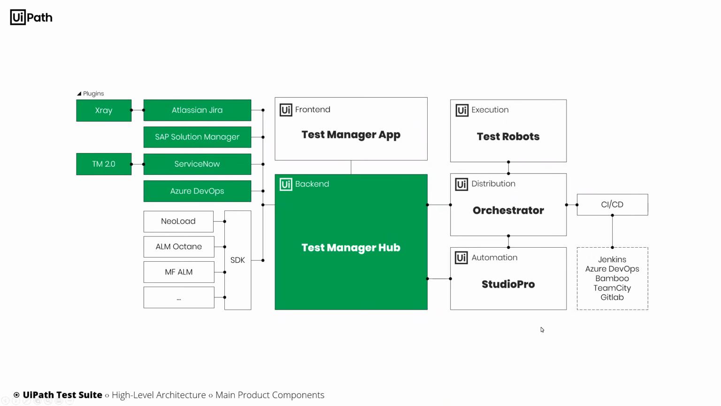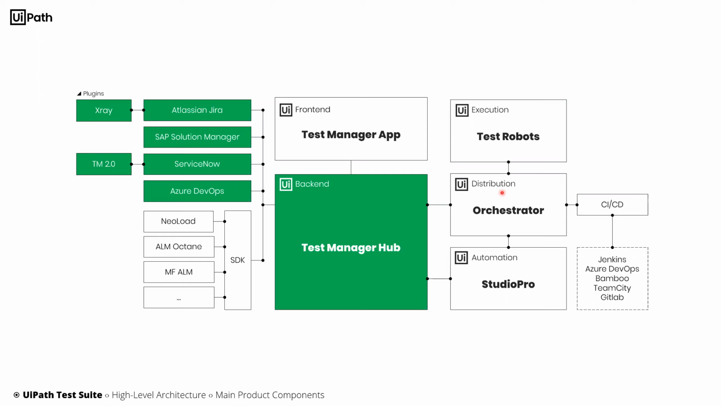So on the right-hand side, let me guide you through the tools you see on the right side. We have the Studio Pro. Studio Pro is, you will see it in a second, UiPath's solution to build automation. It lets you automate 190 different technologies, so it's really comprehensive. You can build the automation for RPA or for testing or even to test your RPA.